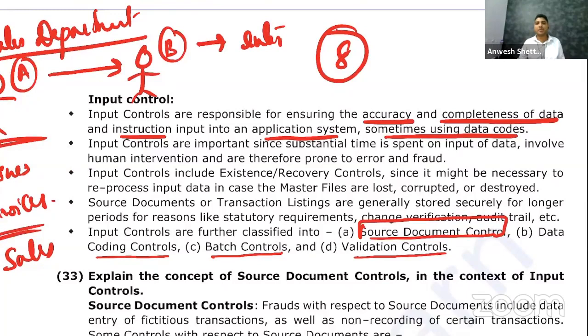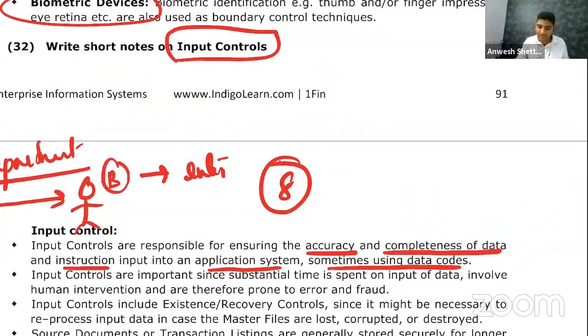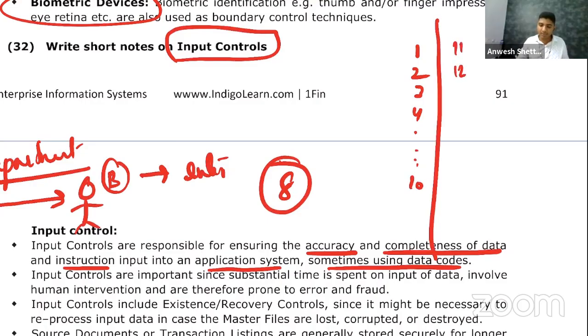Now, what is source document? For B to enter any data, he wants invoice from A. Now, A has to give invoices which are serially numbered. For example, invoice number should be 1, then 2, then 3, then 4, then up to 10. So tomorrow when A is giving the invoice, it has to be from 11, 12, 13, and so on.